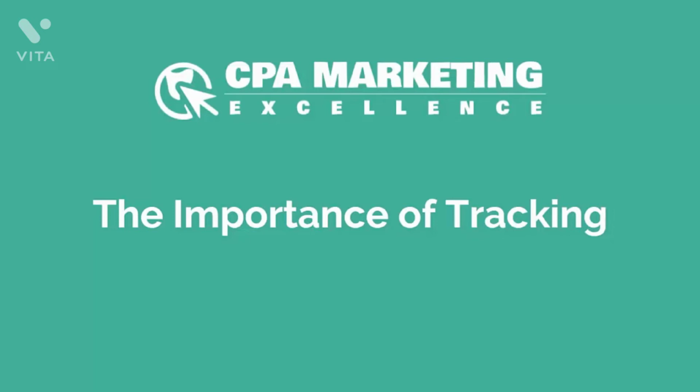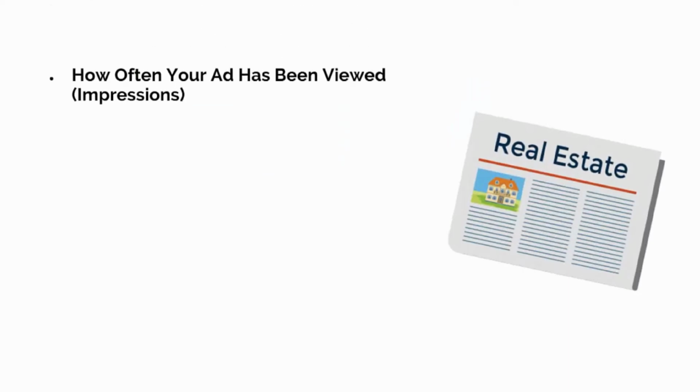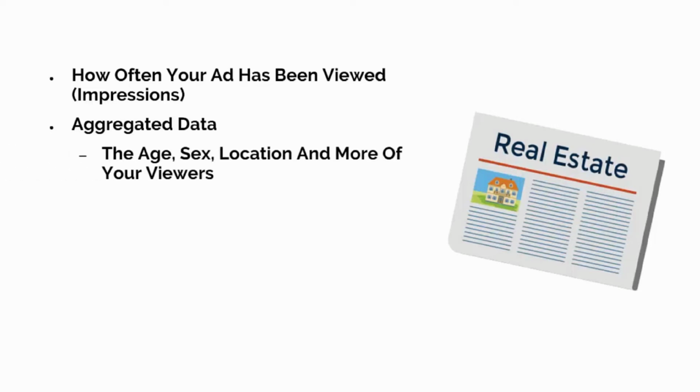On Google and Facebook, you'll be able to see your actual CPA, whereas in other platforms, you might need to set this amount yourself. Other things you'll be able to see with most of these tools include how often your ad has been viewed, and this is called impressions, and this will likely be somewhat correlated with how much you're paying per acquisition. The more advanced platforms also might let you see aggregated data. In Facebook, for instance, you can find this by clicking on Advanced Data. From here you can see the age, sex, location, and more of your viewers.